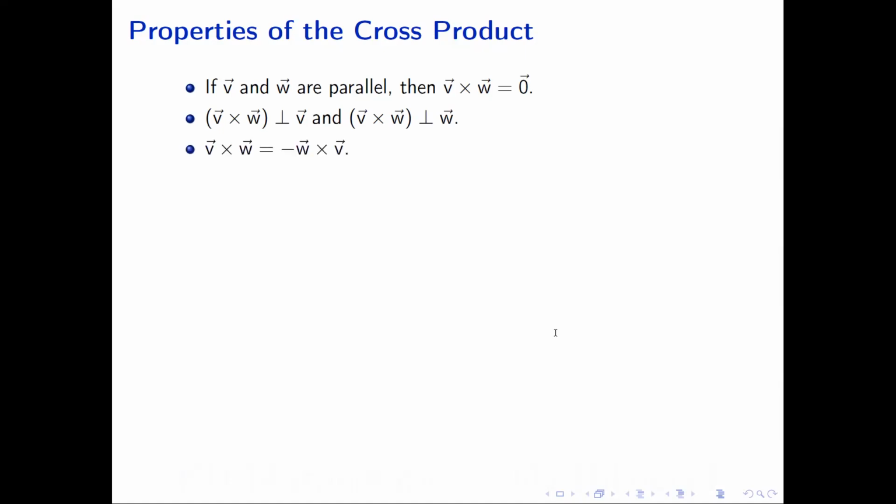v cross w, if you change the order of v and w in the multiplication, is going to be equal to negative w cross v. And that makes sense because by the right-hand rule, your thumb is going to point the opposite direction.